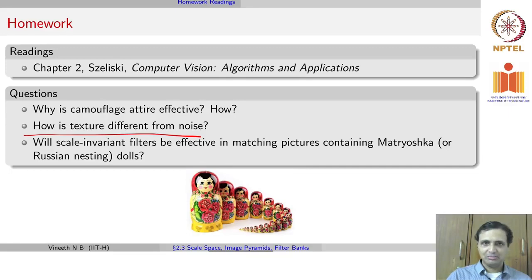And a last question is, will scale invariant filters be effective in matching pictures containing Matryoshka dolls, or I think we also have equivalents in India, nesting dolls? Can scale invariant filters be able to match pictures across these dolls? Think about these questions as your exercise for this lecture.